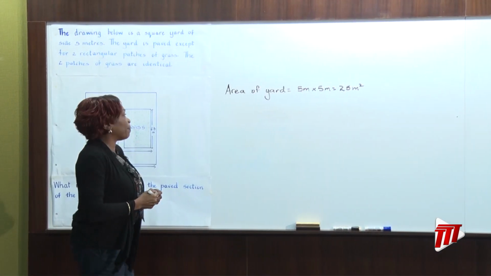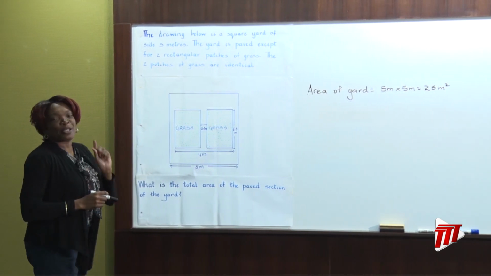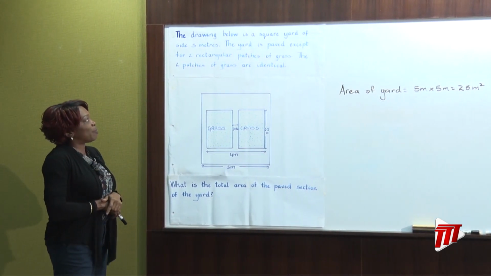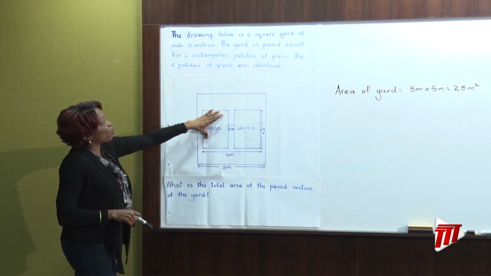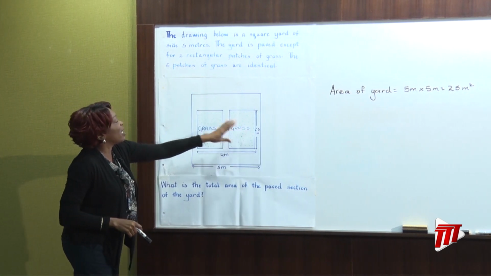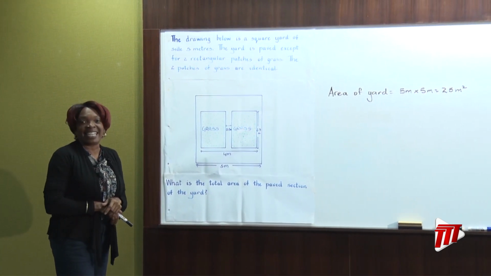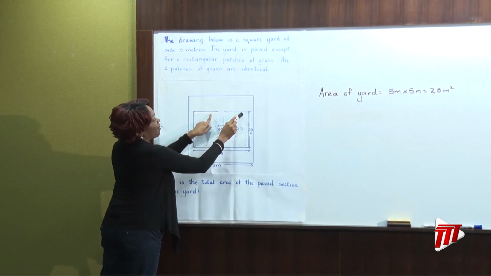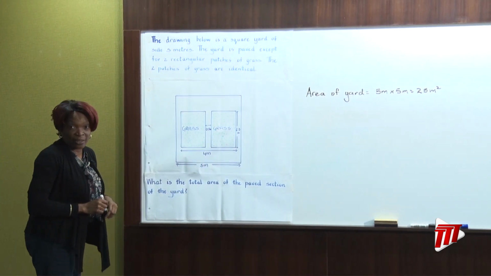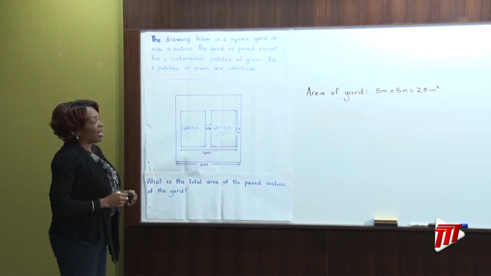Wonderful. So far, so good. Now comes the tricky part. It says, the yard is paved except for 2 rectangular patches of grass. The 2 patches of grass are identical. It means, therefore, that both of them would have the same area. Do you understand that, boys and girls? They would have the same area.